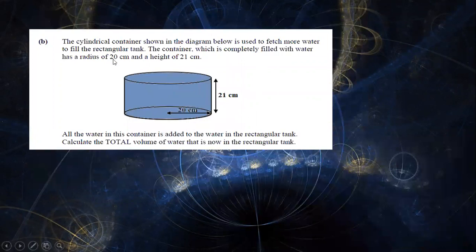Next, a cylindrical container shown in the diagram below is used to fetch water to fill the rectangular tank. The container, which is completely filled with water, has a radius of 20 centimeters and 21 centimeters in height. All the water in this container is added to the water in the rectangular tank. Calculate the total volume of water that is now in the rectangular tank. So rectangular tank actually simply means a cuboid, right? There's no such thing as a rectangular tank in mathematics. We call it a cuboid. And a cylindrical container is simply a cylinder, right?